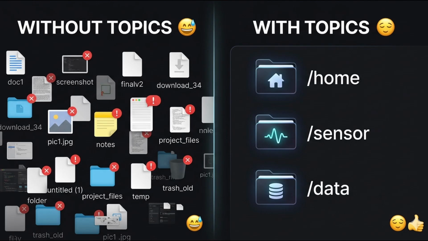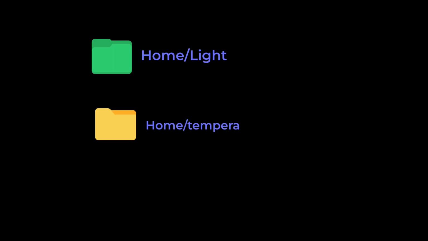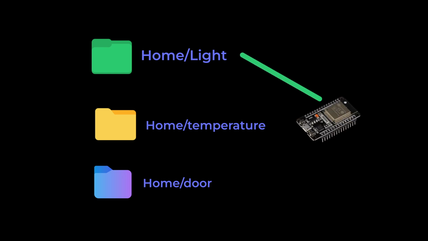How do devices know where to send messages? Using topics. Topics are like categories or folders. For example, home/light, home/temperature, home/door. If you subscribe to home/light, you'll only receive messages about lights. Not temperature, not doors, just lights.